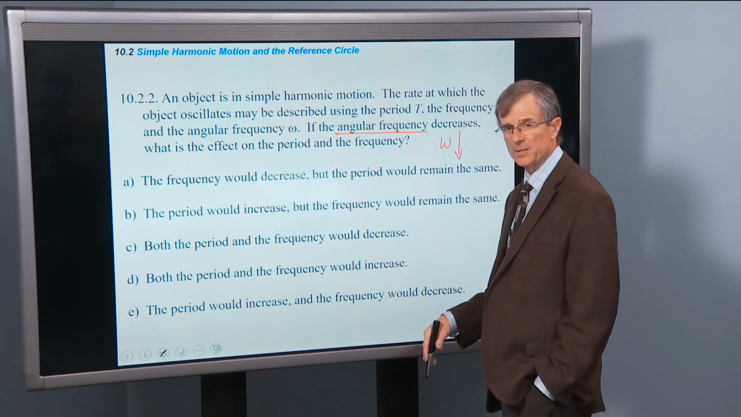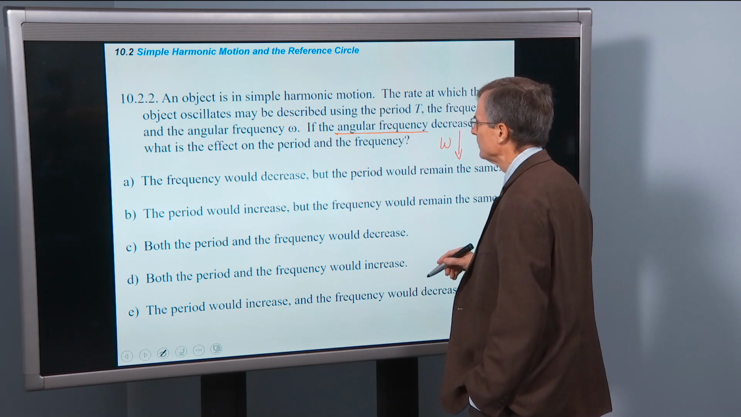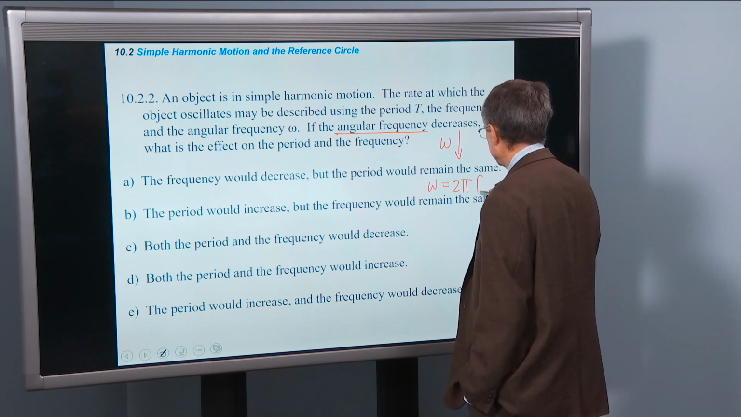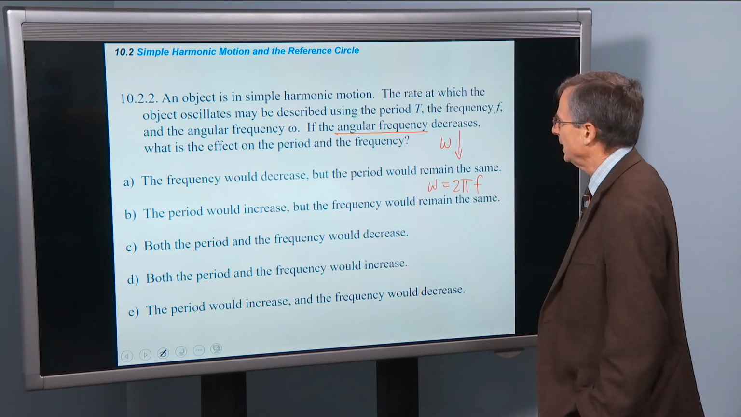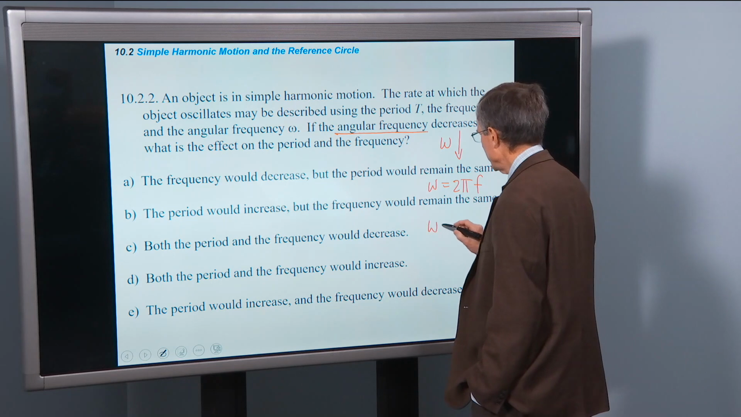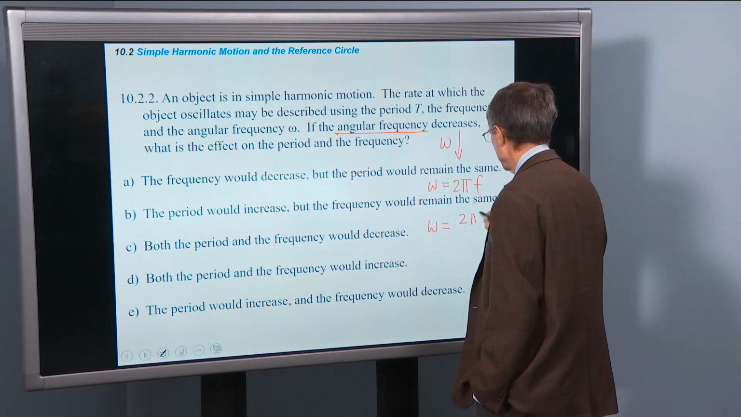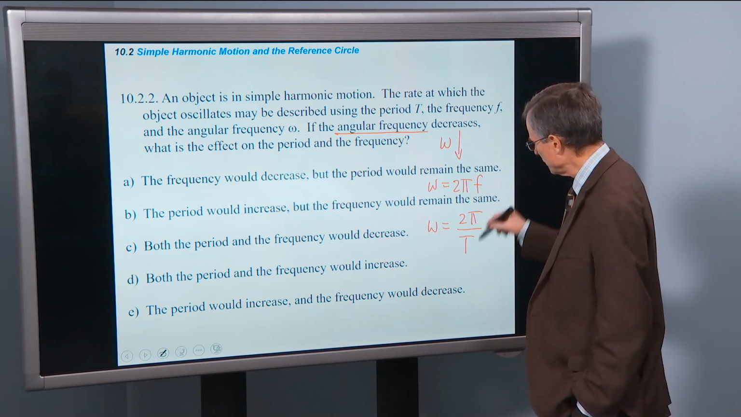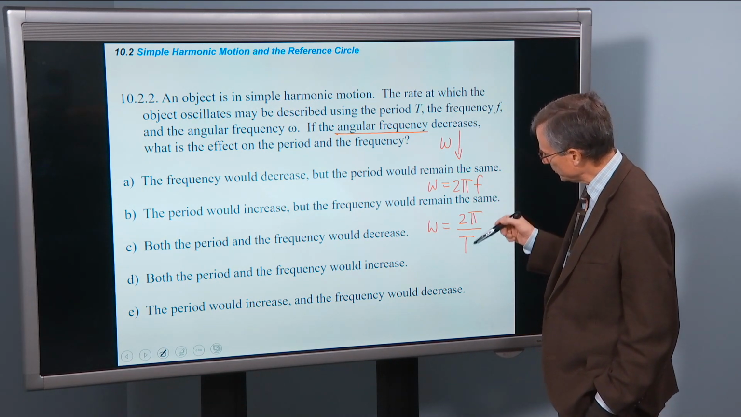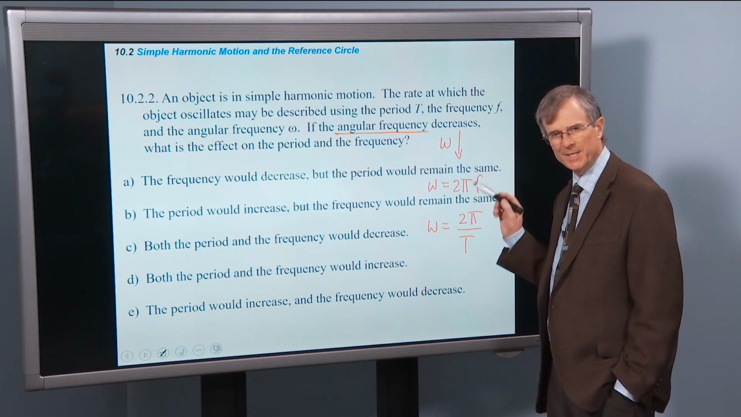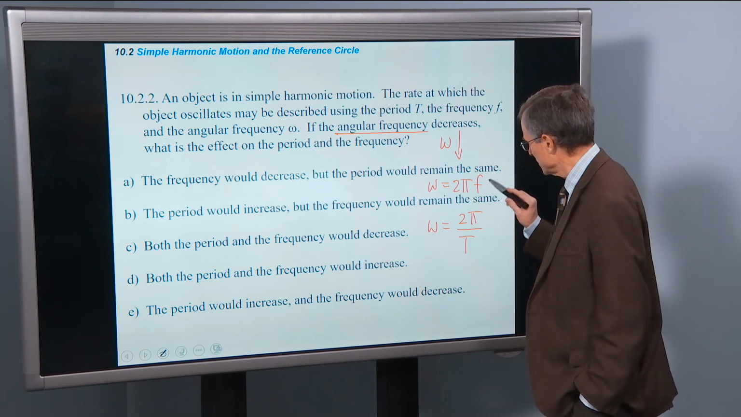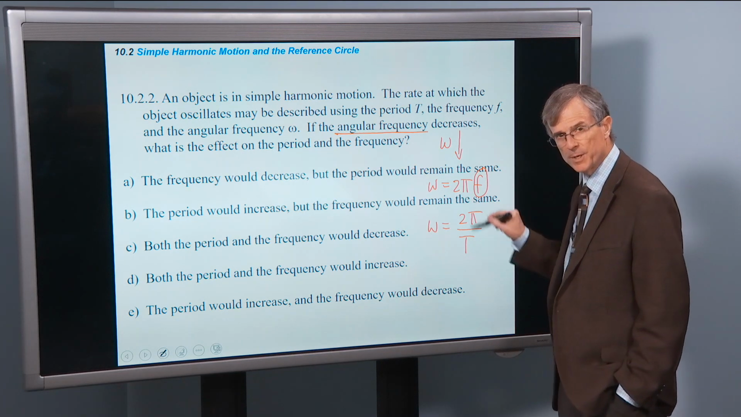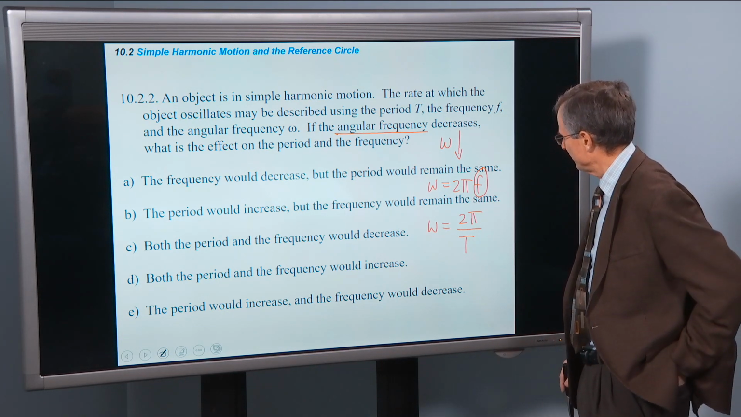Without looking at these answers, let's try and figure it out. Well, omega equals 2 pi f, and omega is 2 pi over T. Those are the two relationships we've talked about. It's easy to go between these two because you know that the frequency is 1 over the period. So you can just put in 1 over T for frequency to get this equation. Lots of ways to remember it.